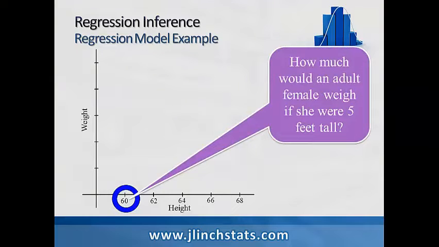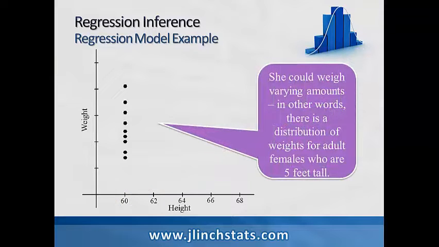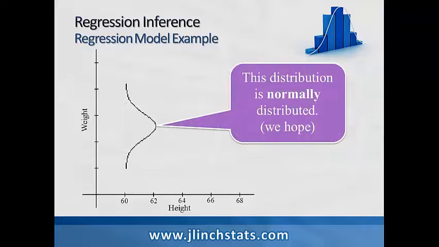Now how much would an adult female weigh if she were 5 feet tall? She could weigh varying amounts. In other words, there is a distribution of weights for adult females who are 5 feet tall. This distribution is normally distributed, we hope. So as long as we have a large enough distribution, we're going to assume that weights will be normally distributed.